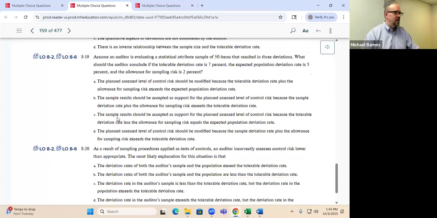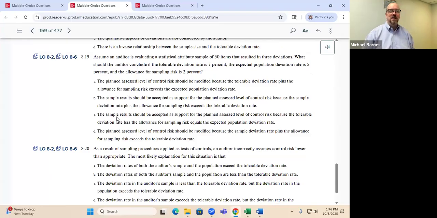Assume an auditor is evaluating a statistical attribute sample of 50 items that resulted in 3 deviations. What should the auditor conclude if the tolerable deviation rate is 7%, the expected population deviation rate is 5%, and the allowance for sampling risk is 2%?